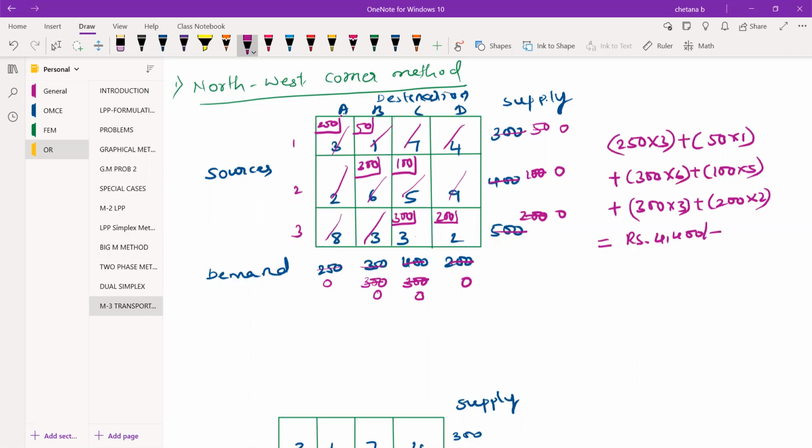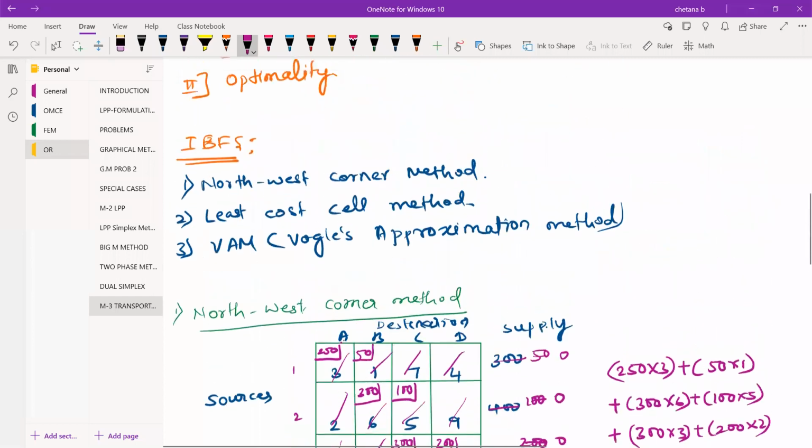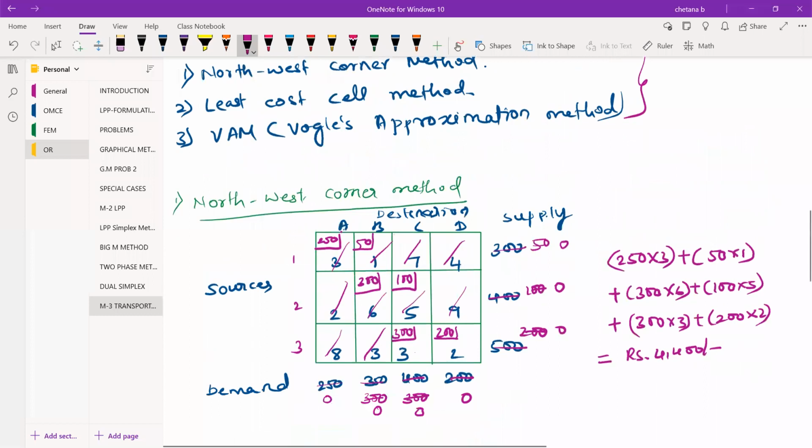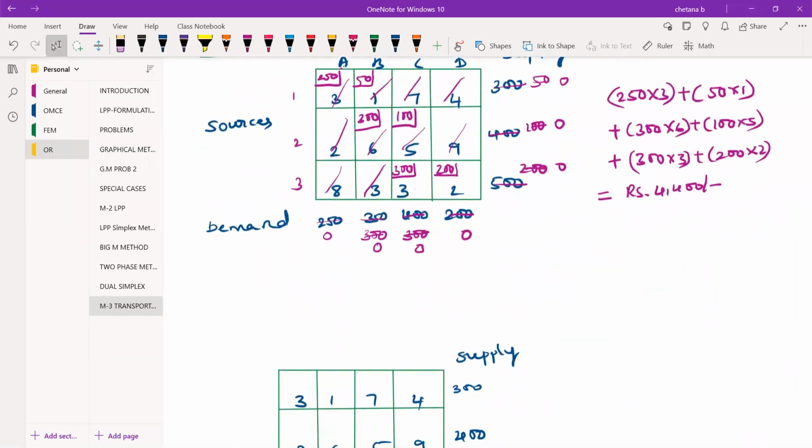Is that fine? Northwest corner. Is that okay? That's all, no, the entire problem? This is only the first step, basic feasible solution. In the transportation problem, we have two steps. One is the basic feasible solution, the other one is the optimality. We are only studying the basic feasible solution, under which we have three methods. In that, the first method is the northwest corner method. Is that okay? Yes, ma'am. Okay, then we will see the next method, which is the least cost cell method.